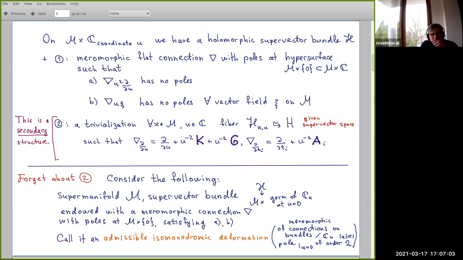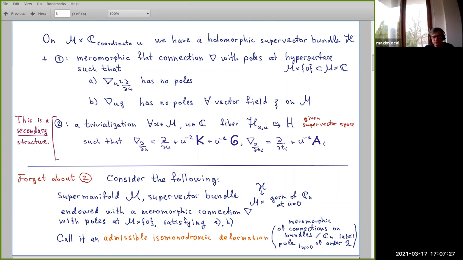In fact, in examples with Gromov-Witten theory, we have even more. Our manifold M also has a canonical affine structure, but I'll again forget about it. So for me, it will be just some general supermanifold. So forget about this trivialization.